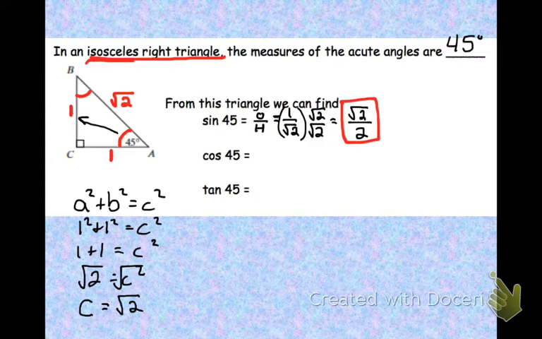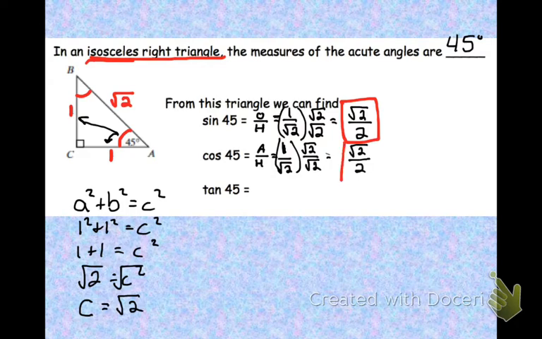For the cosine of 45, we're going to use adjacent over hypotenuse, which nicely enough actually ends up to be exactly the same, because the adjacent side to 45 degrees, adjacent is right here next to it, is going to be 1 over, and the hypotenuse is still square root of 2. Again, we want to rationalize that denominator, and you'll end up with, again, radical 2 over 2.